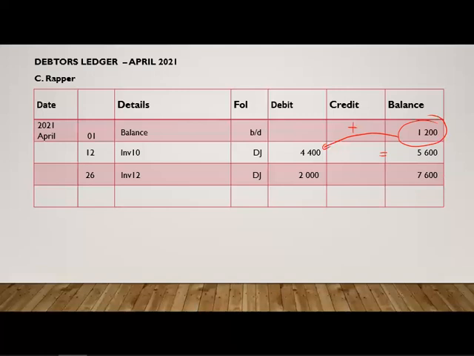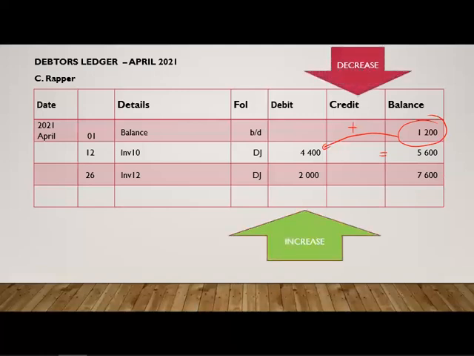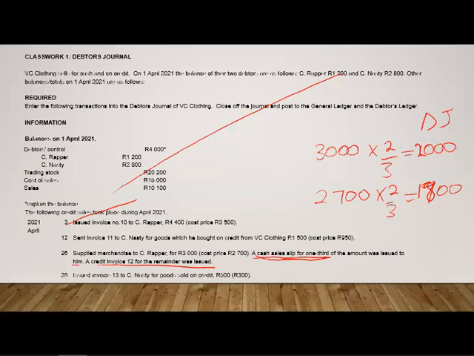Remember what I've just said, this account will always increase on the debit side whenever a debtor buys from us on credit, and it will decrease on the credit side when a debtor returns goods. Okay, done with that transaction. Let's get to the next one. The next one says that on the 29th, we issued invoice 13 to CNST for goods sold on credit. That will be recorded in the debtors journal.